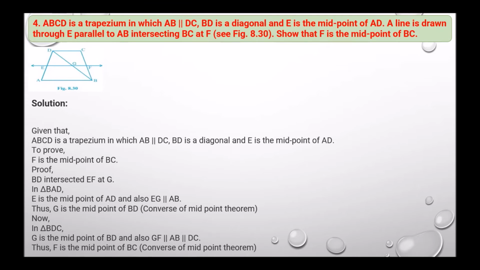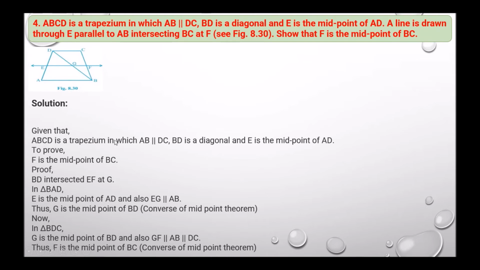Next, ABCD is a trapezium in which AB is parallel to DC, BD is a diagonal, and E is the midpoint of AD. A line is drawn through E parallel to AB, intersecting BC at F. Show that F is the midpoint of BC.